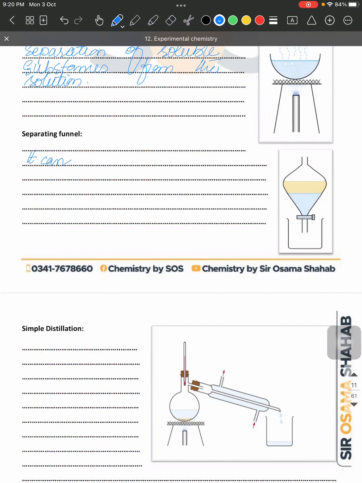you will learn this in salts formation as well. Don't worry about that, we will talk about it in depth. So this is actually a filter or separating funnel. You can use this funnel to separate out immiscible liquids. It can be used to separate immiscible liquids, right?